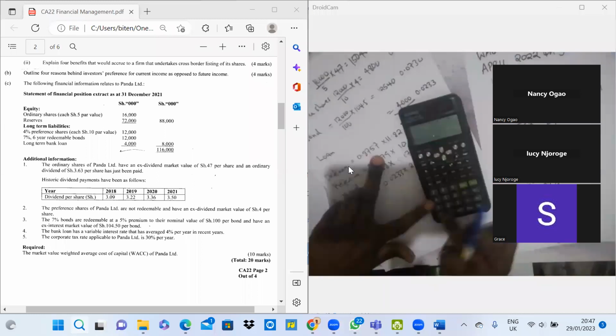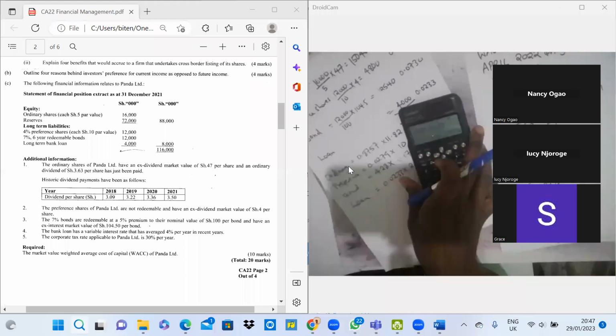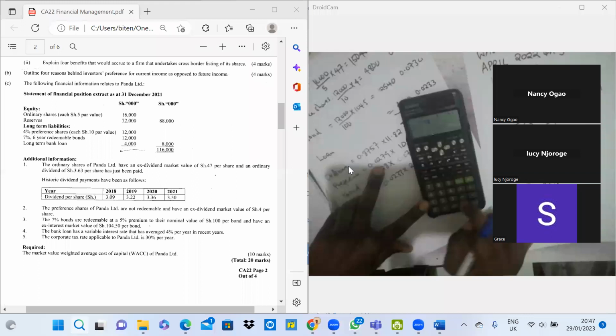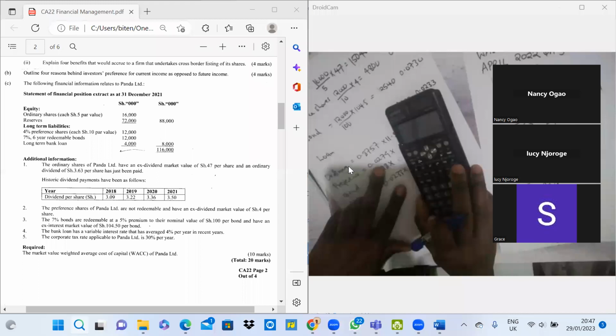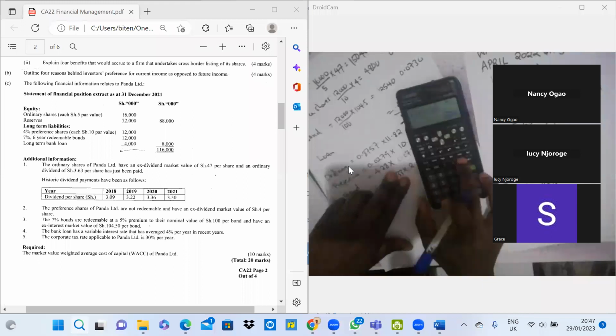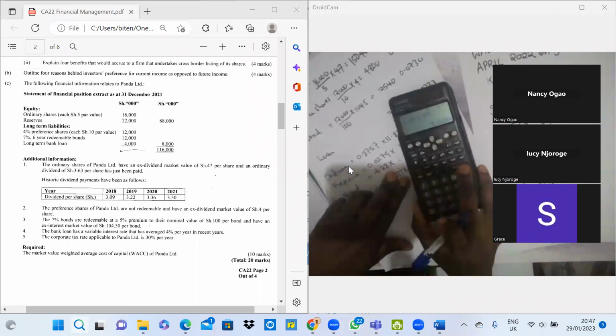So 0.8757 multiplied by 11.82. That is 10.35. And then 0.0279 multiplied by 10 is 0.279. Then 4.28 multiplied by 0.073, that is 0.312.